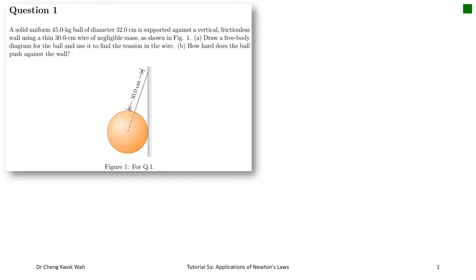Question 1 is a question on statics. You are given a solid ball with a diameter of 32 cm that is supported against a vertical and frictionless wall using a thin 30 cm wire of negligible mass. The first part asks you to draw a free body diagram for the ball and use it to find the tension in the wire.